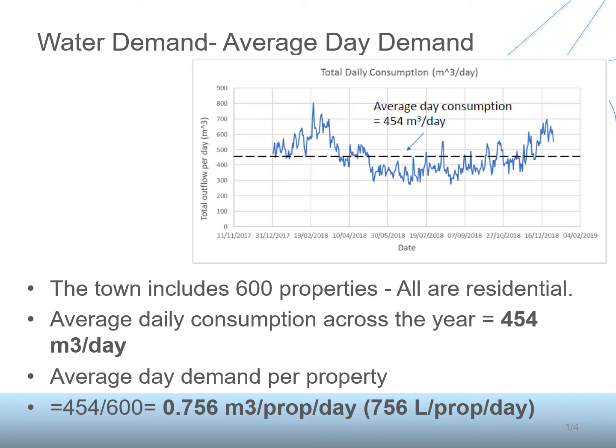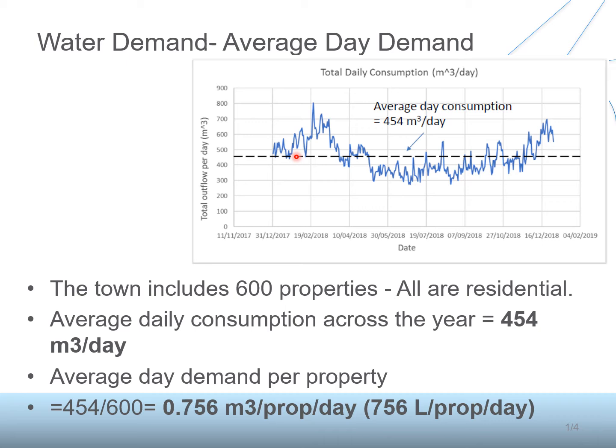Let's assume this township includes 600 properties, right? We have the daily water usage, and the township has 600 residential properties, and there are no other industries and other properties. So we can just assume residential properties only. If you look at the figure here, it shows the average is 554 meter cube per day. The maximum is 800, the minimum goes to less than 300, but on average 554 meter cube per day.